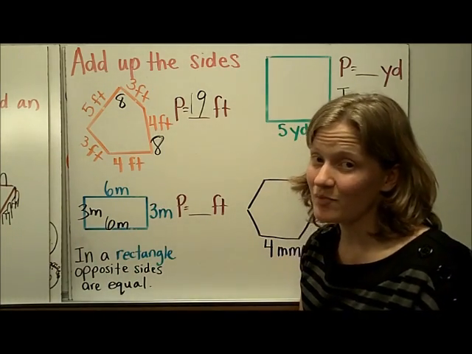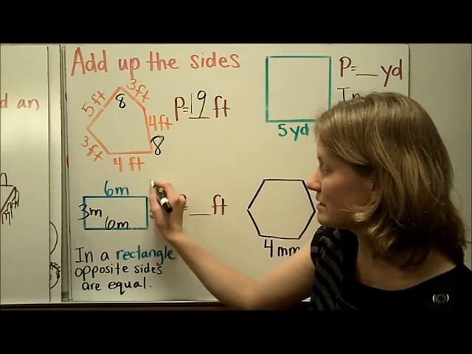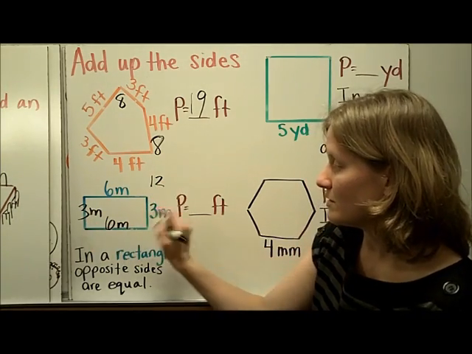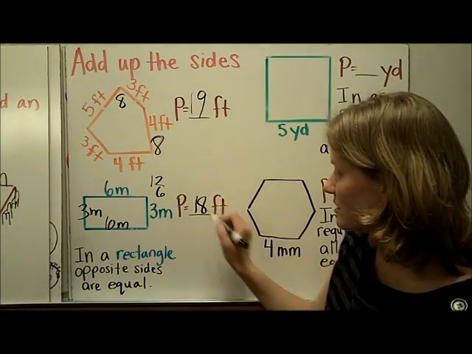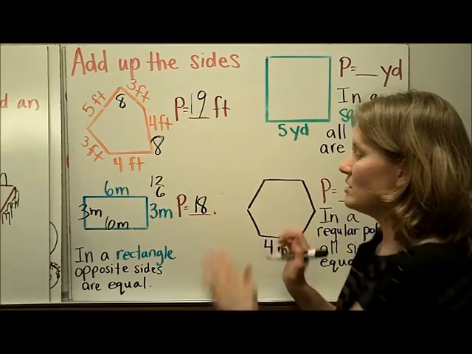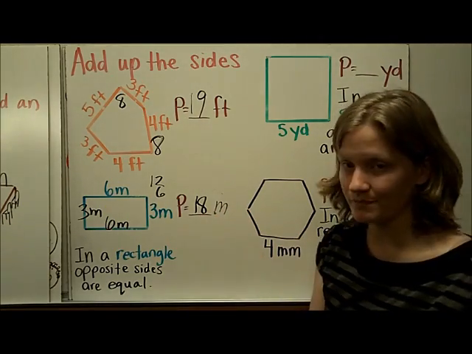And now in order to find the perimeter, you're just going to add them up. 6 plus 6 is 12, 3 plus 3 is 6, 12 plus 6 is 18. Whoops, look at those units. Needs to be 18 meters.